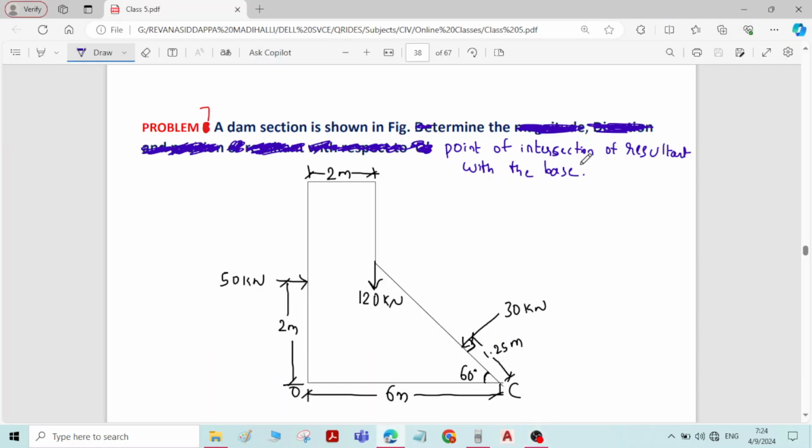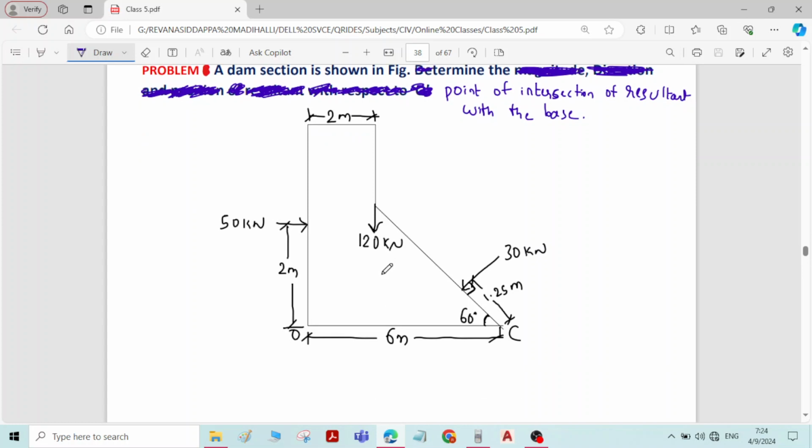Hi, this is problem number 7 on coplanar non-concurrent system of forces. This is actually a dam structure which is subjected to a number of forces. Here the question is to determine the point of intersection of the resultant with respect to the base of the dam. We have to locate the point of intersection of the resultant force with respect to the base. We have to locate this point.